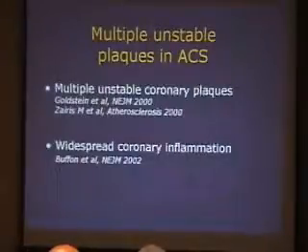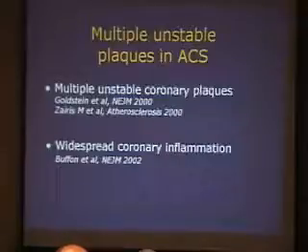And here there are two interesting studies that say that those patients that have primary angioplasty for infarction, the paper by Goldstein in the New England Journal, and have multiple unstable coronary plaques, those that had multiple plaques were more likely to come back within a short time with a new infarction or new unstable angina. So multiple plaques in the study by Goldstein were associated with recurrent instability.